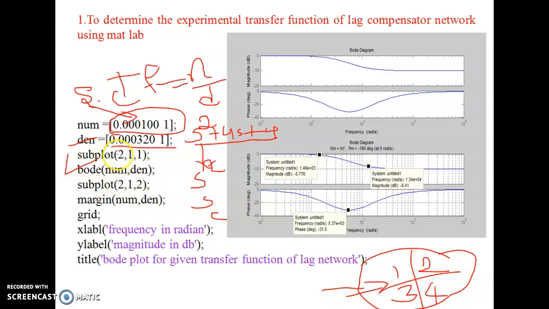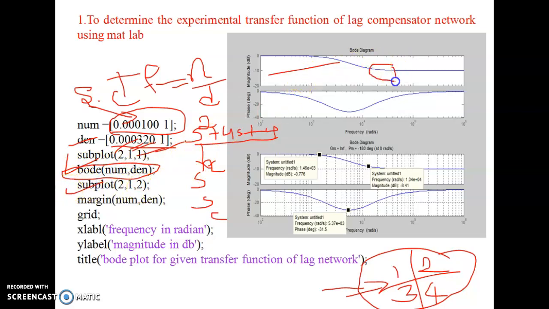So 2 comma 1 comma 1 means there are two graphs appearing in the main graph. In that, this is the column, this is the row. Subplot of 2 comma 1 comma 1: first row, first column, means we will get the display. Then you have to use the Bode. Bode is the technique to obtain the compensating network.